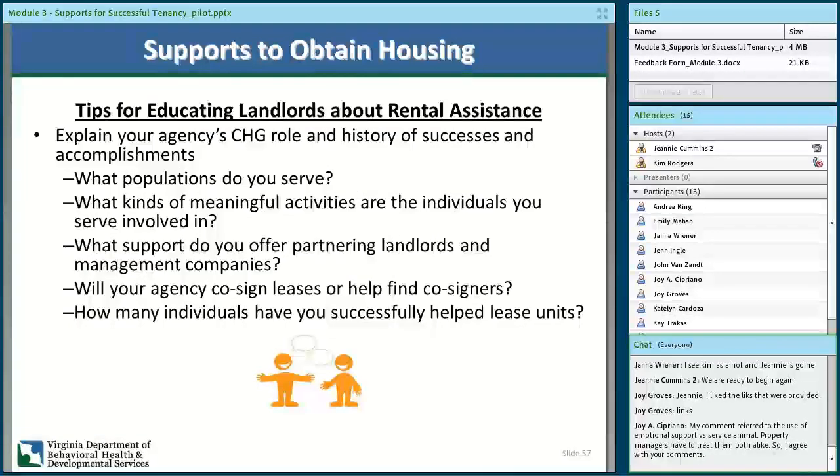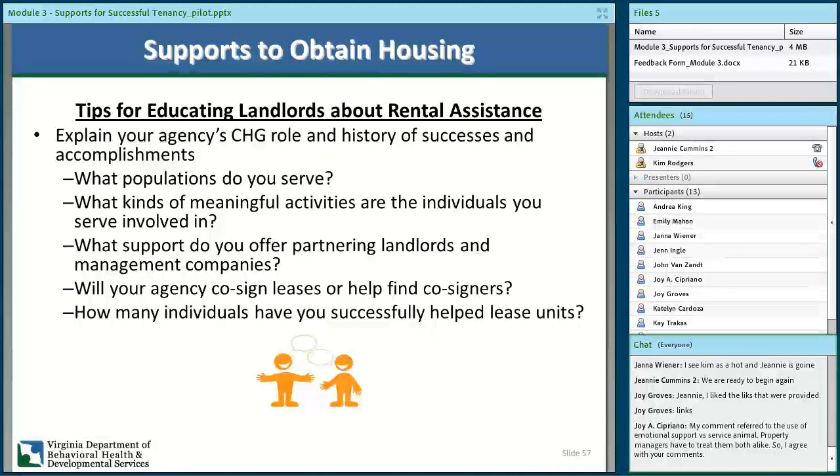When educating landlords, it's also important to explain your role as a community housing guide and your agency's history of successes and accomplishments. For example, what populations do you serve? What kinds of meaningful activities are the individuals you serve involved in, such as jobs, school, volunteering, things like that? What support do you offer partnering landlords and management companies, such as renter education, troubleshooting lease compliance issues in the first several months of tenancy, and providing assistance with income recertification? Will your agency co-sign leases or help find co-signers?